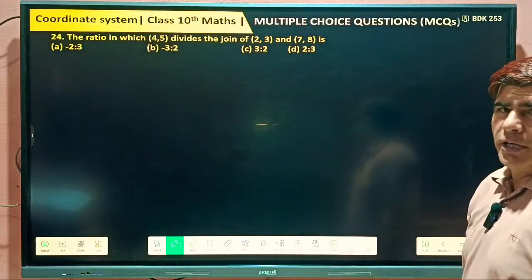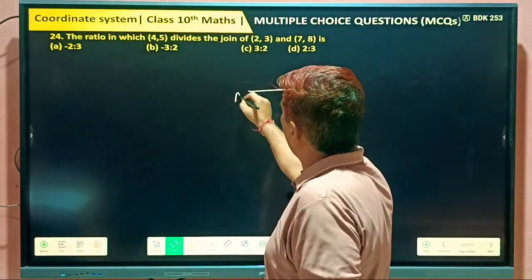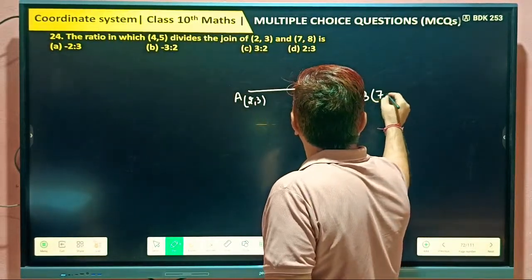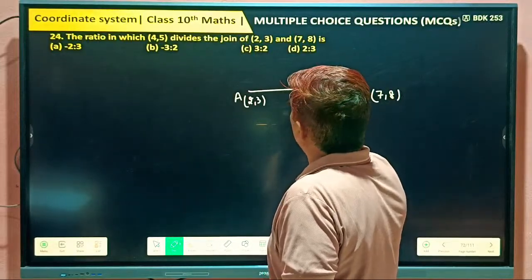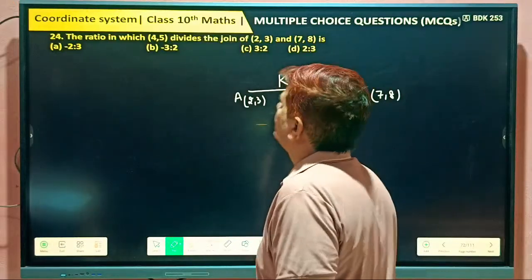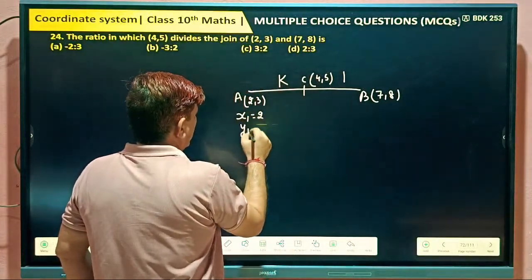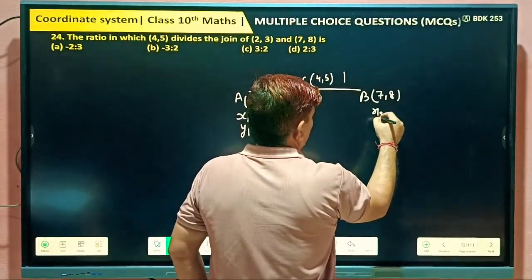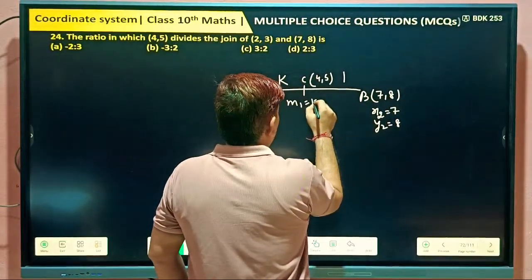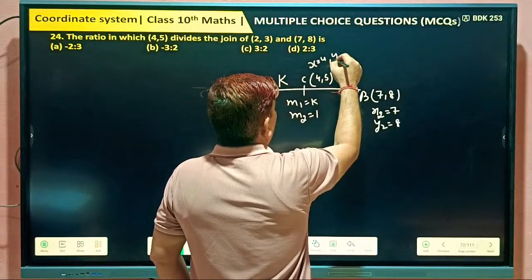Now a question related to the section formula, the ratio in which. We have a line segment, this is A, this is B. A's coordinates are 2 and 3, B's coordinates are 7 and 8, and this is point C, whose coordinates are 4 and 5. Understood? Here x1 equal to 2, y1 equal to 3, x2 equal to 7, y2 equal to 8, m1 equal to k, m2 equal to 1, and x equal to 4, y equal to 5.